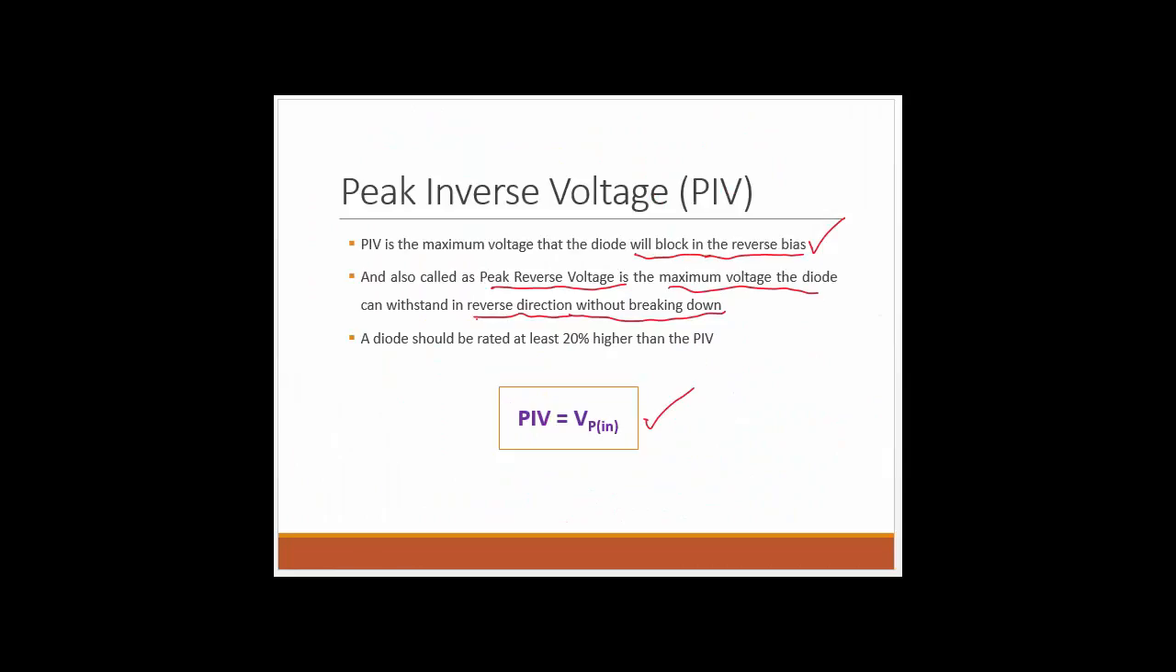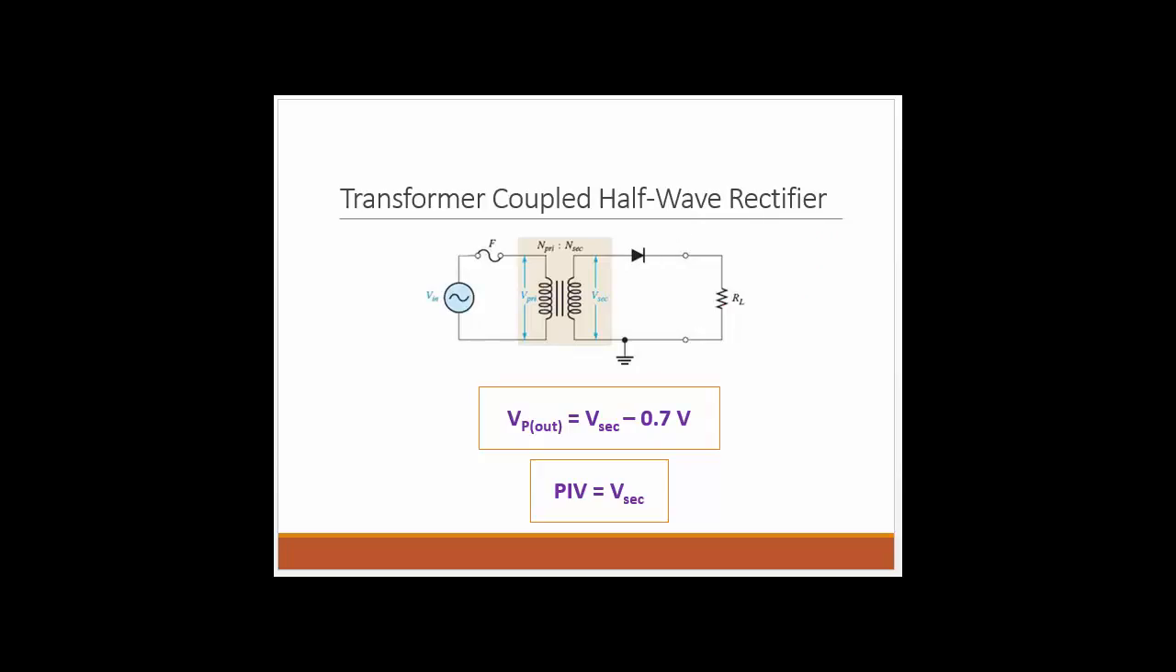So the PIV rating of the diode is the maximum voltage that the diode can withstand in the reverse bias condition. But in general, we always select a rated value that must be at least 20% higher than the PIV. We don't want to operate the diode at its maximum ratings. Also, in the previous example, we talked about the same half-wave rectifier. Here we are using only one diode for half-wave rectification.